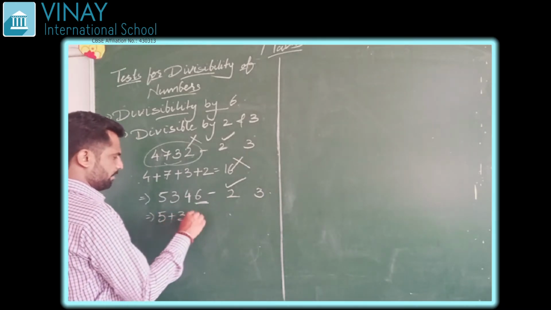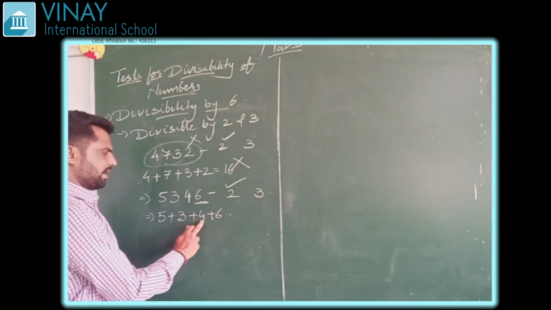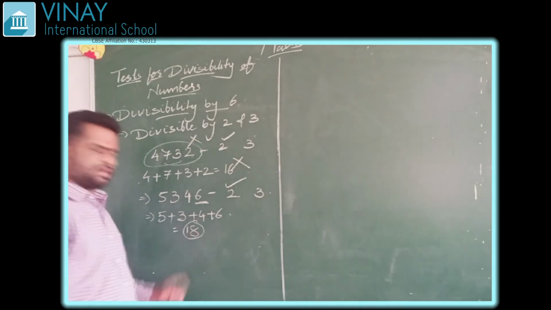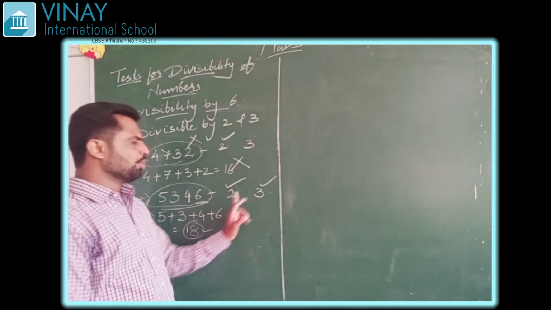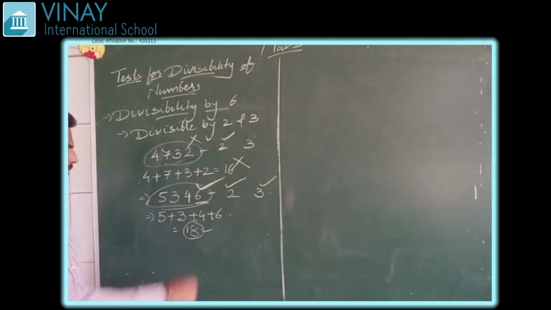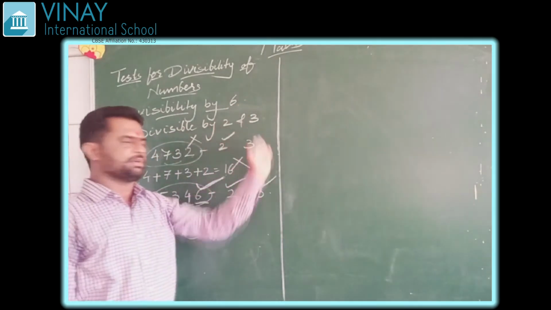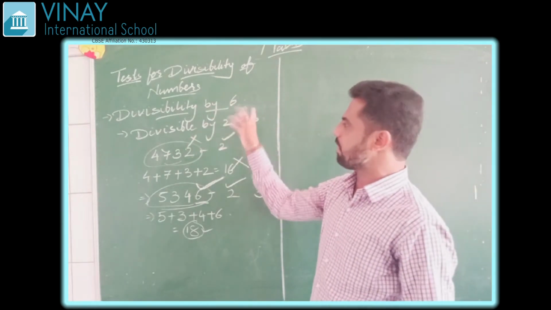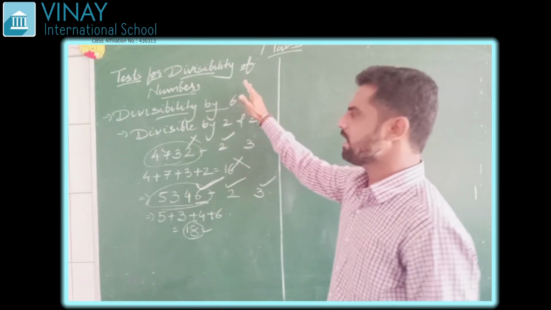5 plus 3 plus 4 plus 6. 5 plus 3 is 8, 8 plus 4 is 12, plus 6 is equal to 18. 18 means it is also divisible by 3. So this number is divisible by both 2 and 3, and that's why it is divisible by 6 also. So the divisibility of 6 says that if the number is divisible by both 2 and 3, then that number is divisible by 6.